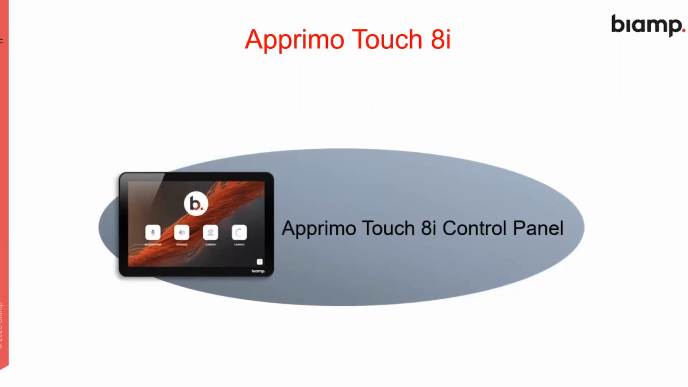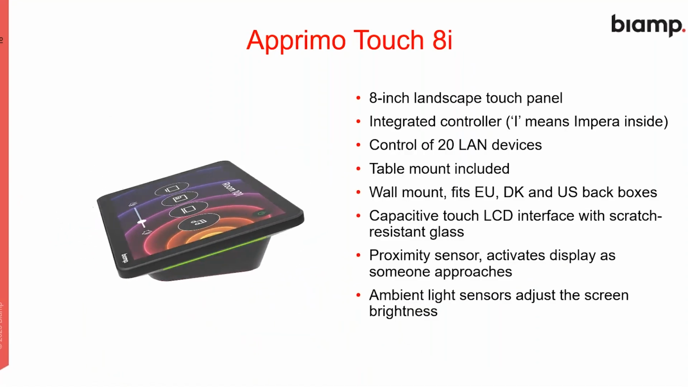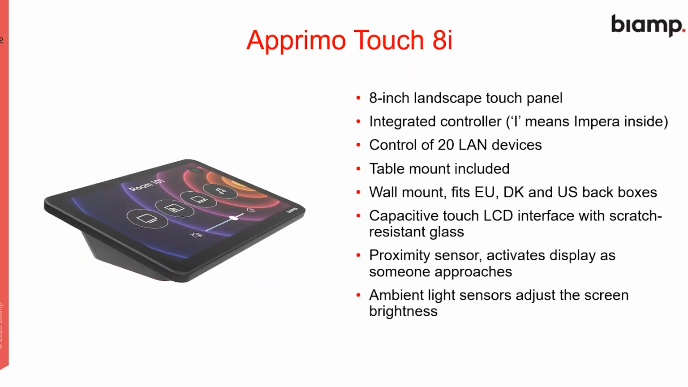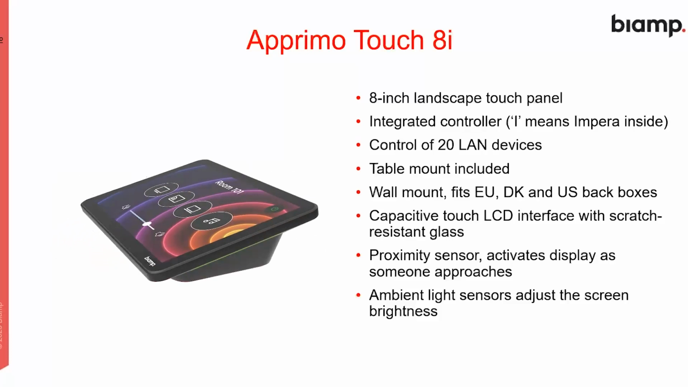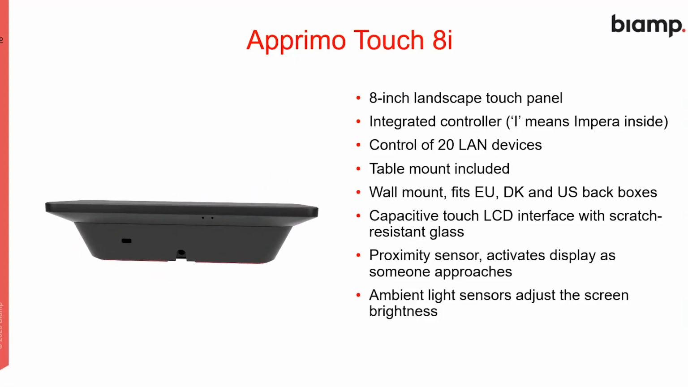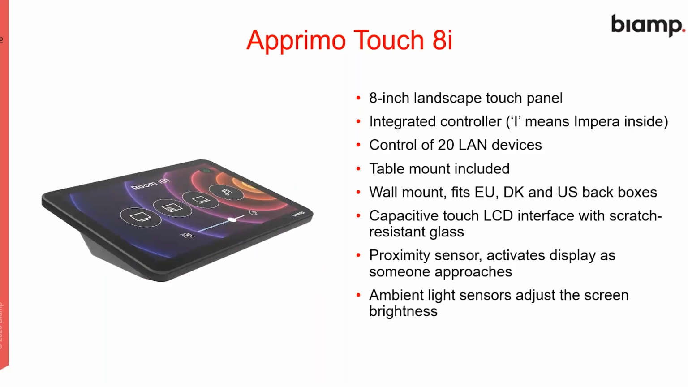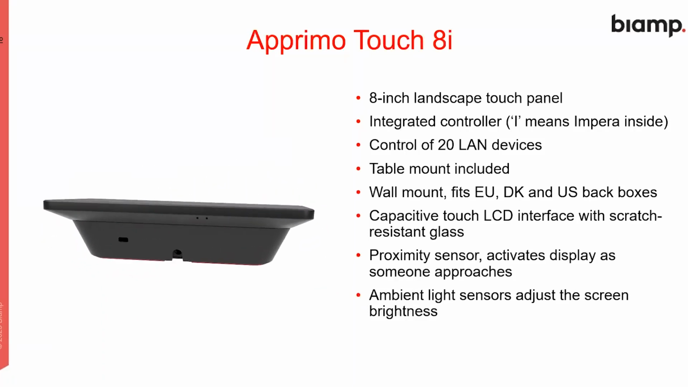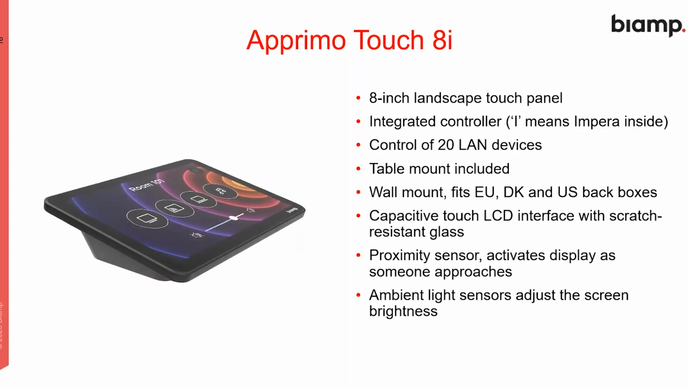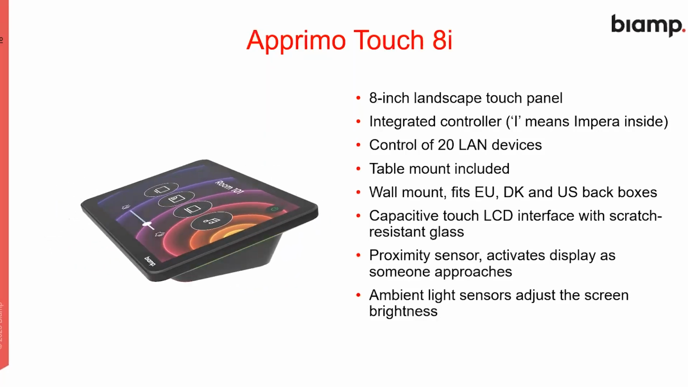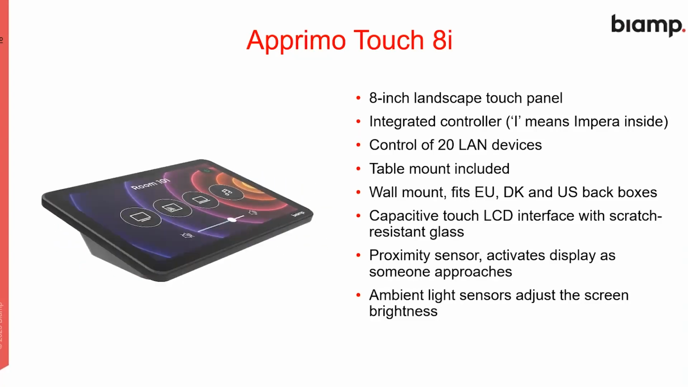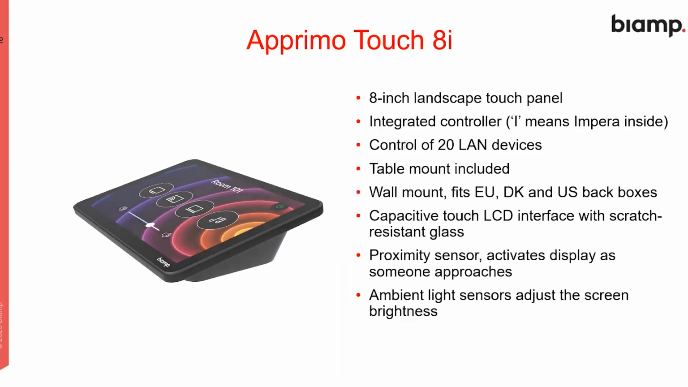Then we have the Apprimo Touch 8i, which is quite a new product in our range, but an excellent addition. So this one, as you can see, is an 8-inch touch panel controller. The I in the name Touch 8i means Impera inside, which means it has an Impera controller integrated inside the unit. So this means it can control up to 20 LAN devices. It does have a table mount included, as you can see in that image, but it is also wall mountable standard. So this one is straight out of the box with table mount and wall mounting. Capacitive touch proximity sensor, but it also has an ambient light sensor in this case.